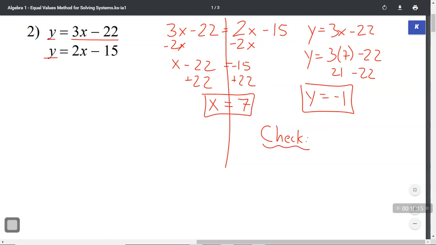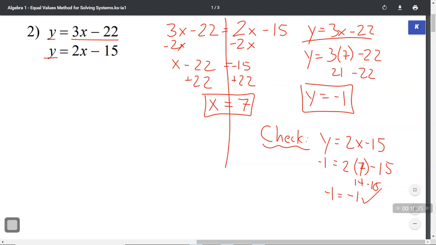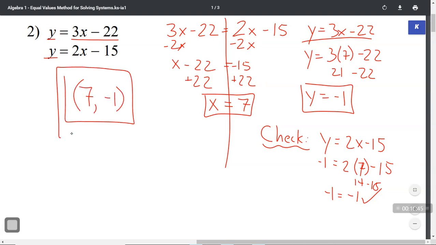Again, I have to use the other equation to check it. So here I got to check that it works in 2x minus 15. I already know that it works in 3x minus 22. So let's plug it in. Negative 1 for y. I'm going to plug in 7 for x. And I find 2 times 7 is 14. 14 minus 15 is negative 1. Look at that. It worked. It made my equation true. Therefore, it is the solution, and I'd write it as x, which is 7, comma y, which is negative 1. That is my intersection point, the one point that makes both equations true, the solution to this system.